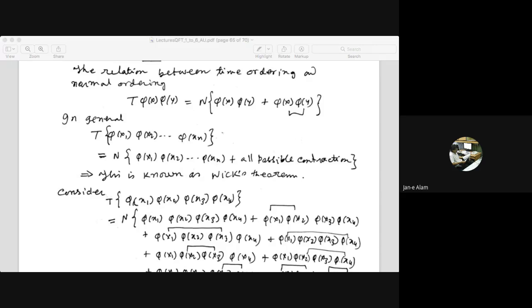Am I clear? Nasreen, am I clear? Please go through this derivation of the scattering matrix. I am forced to put the time ordering operator in the scattering matrix. Now the question is how should I evaluate it, and which theorem is telling me how to evaluate it? That's all. Any other question?